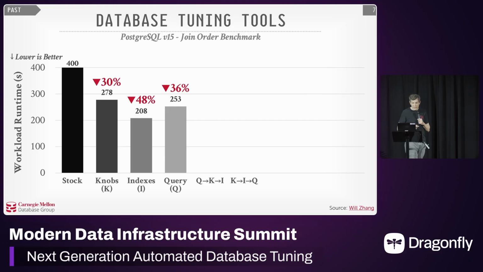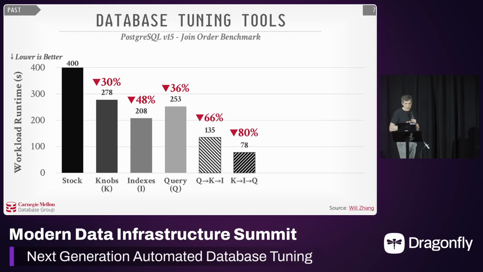So we go back to this graph here. We take the same benchmark we had before. And what I'm going to show you is the sequential tuning scheme that is the worst one, and then the best one. So it turns out if you tune the queries, followed by the knobs, followed by the indexes, that performs the worst in Postgres for this workload. But if you do knobs, indexes, and queries first, that does better, right?